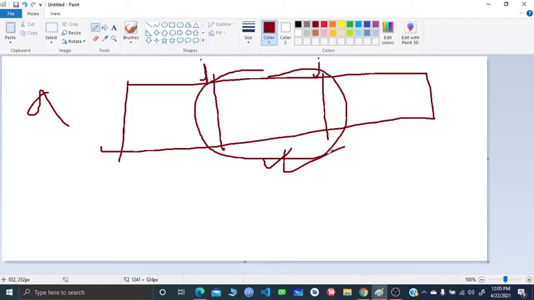Instead, I could do it in big O of N. How is it possible? I told you that XOR has a property. With the help of that property, I can make it happen. How?